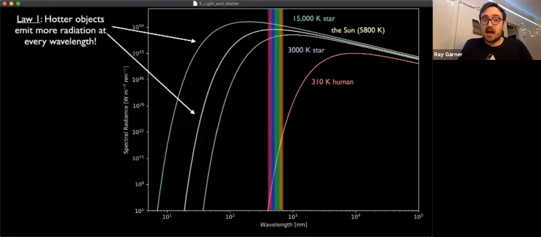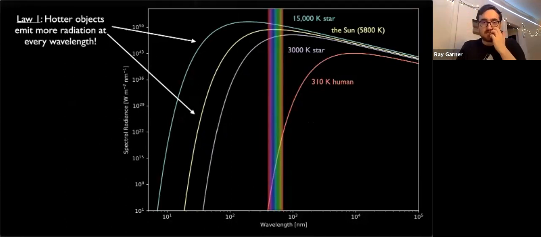So hotter objects emit more radiation at every wavelength. If you look at the 15,000 Kelvin star, at all points it is more intense than, say, the sun. So at this point, it's higher than the sun. At this point, it's higher than the sun. At this point, it's higher than the sun. That is law number one. Hotter objects will emit more radiation at every wavelength.